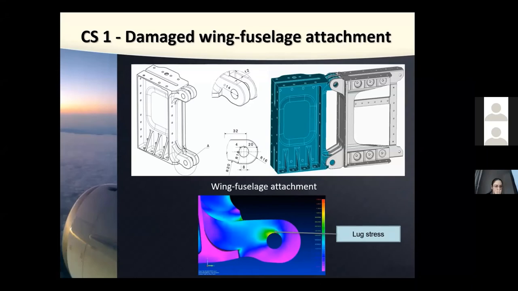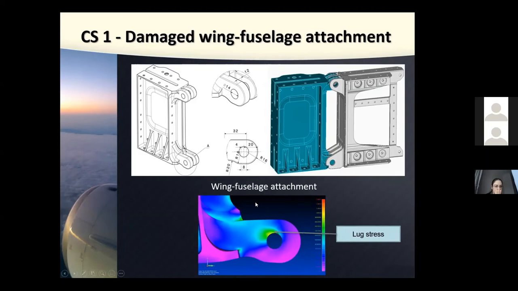as a final step, we had to design a wing-fuselage attachment. You can see here in this image the geometry of the wing-fuselage attachment. This green part belongs to the fuselage, and the gray part is a part of the wing. But the connection between the wing and the fuselage is established through this pin lock connection here.